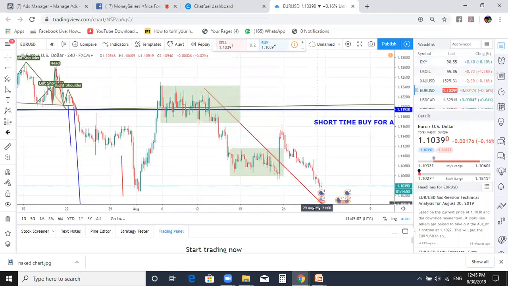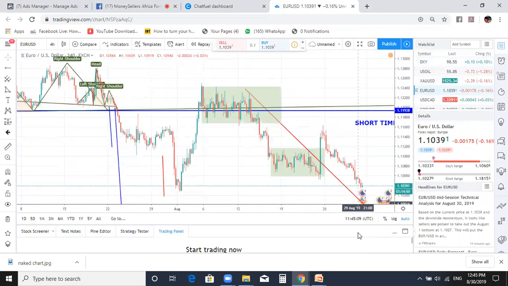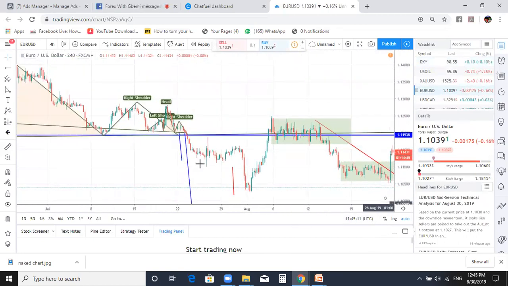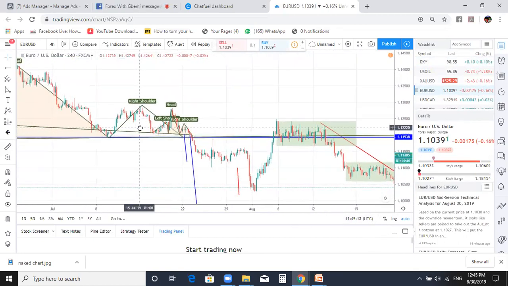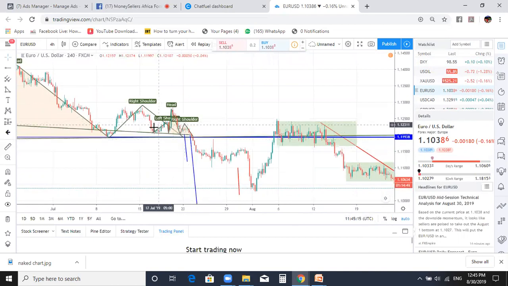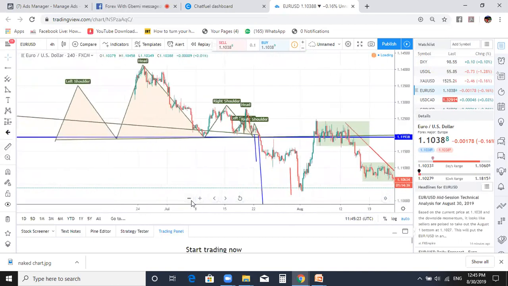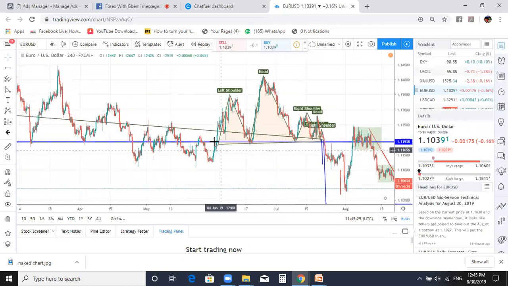This is Euro USD. Look at all this. Look at this, for instance. I was using this to do a training on head and shoulder a few days back, and I said there's a small head and shoulder pattern here. There's also a bigger one here. Head and shoulder pattern. You see a high, you see a higher high.